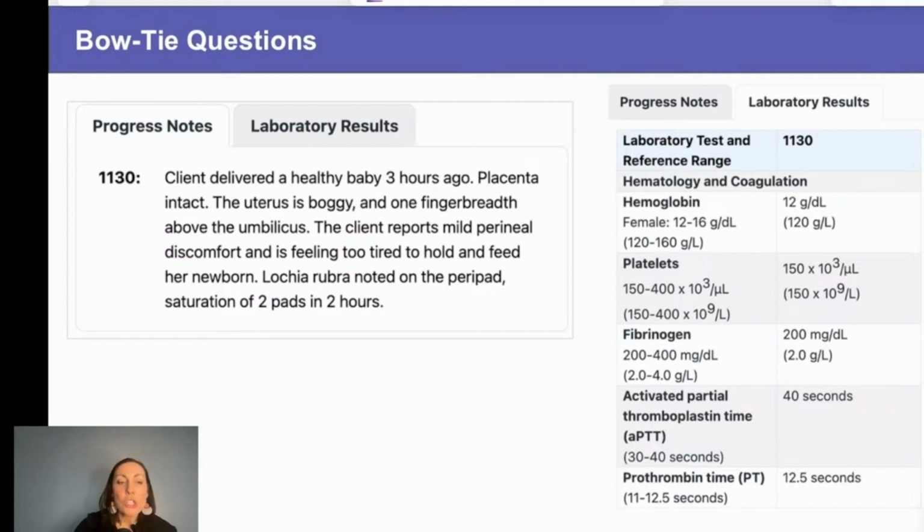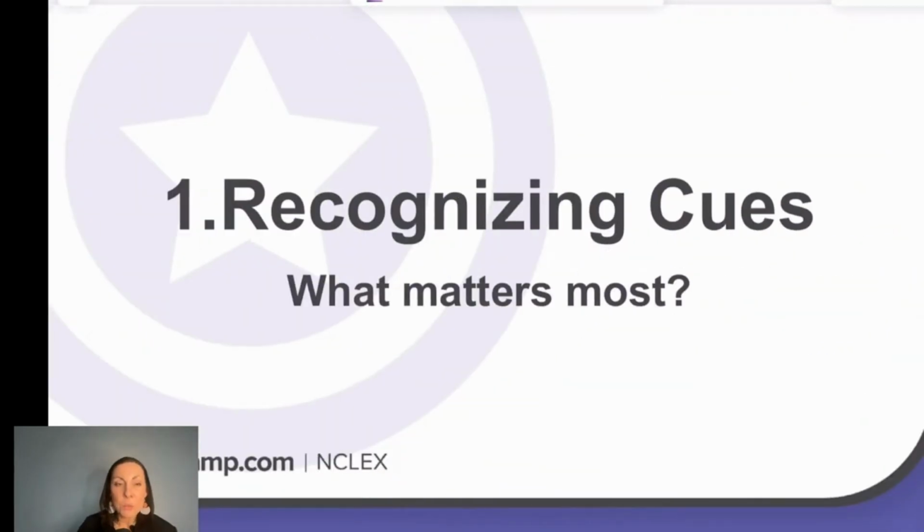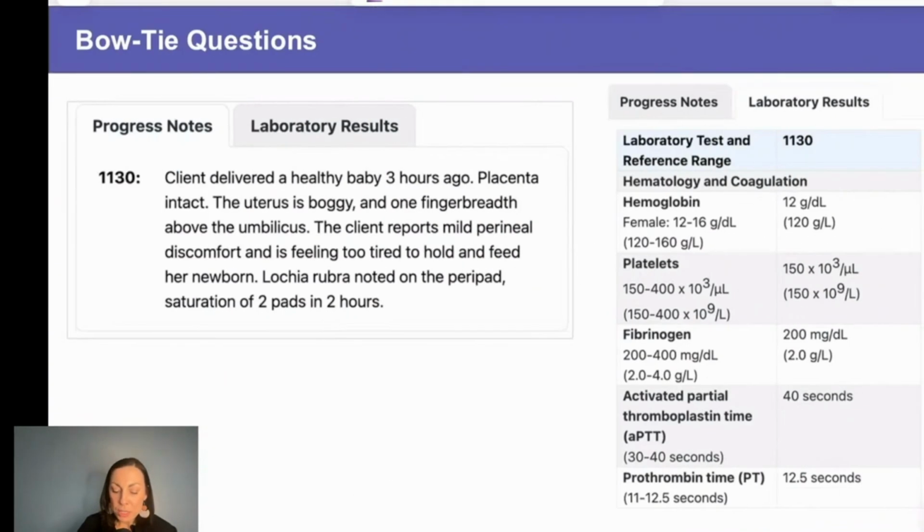Okay. So next, let's look at our lab results. It looks like everything is in normal range. We have our reference range all here. It looks like everything's on the low end, but they're still within normal limits. Okay, so what do you all think? We're going to do this recognizing cues. What do you see that was concerning? What do you think is concerning when you first look at the progress note, or if you thought anything was concerning in the lab results?